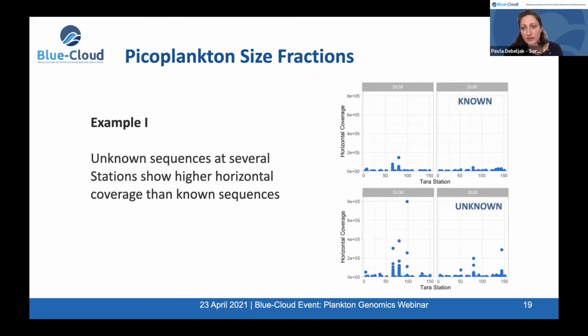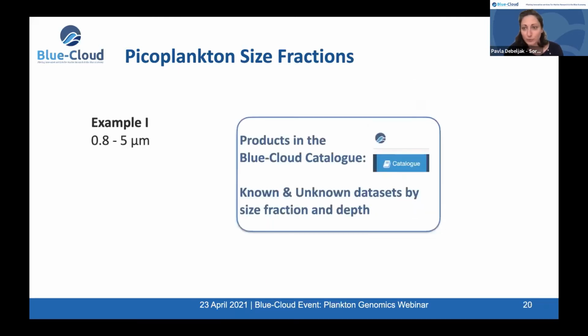So these plots and all of these codes are provided in the demonstrator notebook 1. And so that's the first part, is basically these datasets can be retrieved from the catalog. They are the known and the unknown datasets by size fraction and by depth.